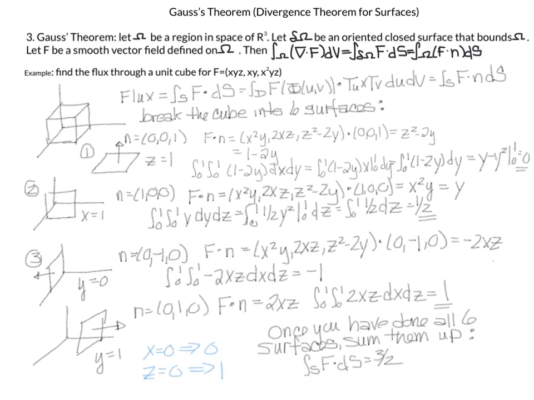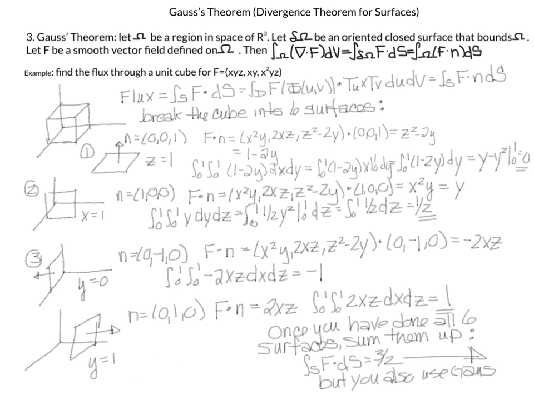I leave it to you to try the x equals 0 and z equals 0 surfaces. Your flux will be 0 for x equals 0. It will be 1 for z equals 0. So once you've done all 6 surfaces, you can sum them up, and the answer will be 3/2. Remember, it seems like it would be bigger, but some of the flux is negative, meaning sometimes the flux is going inwards. So the total flux is 3/2. So we've completed this example, except that we can also use Gauss's theorem.